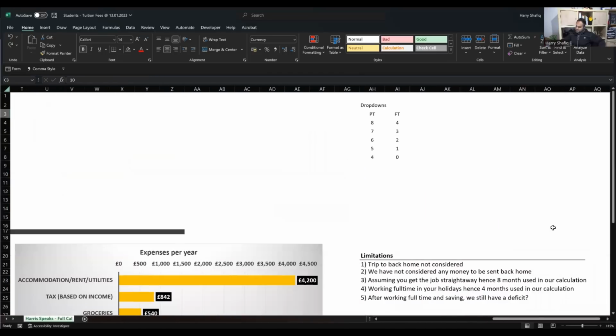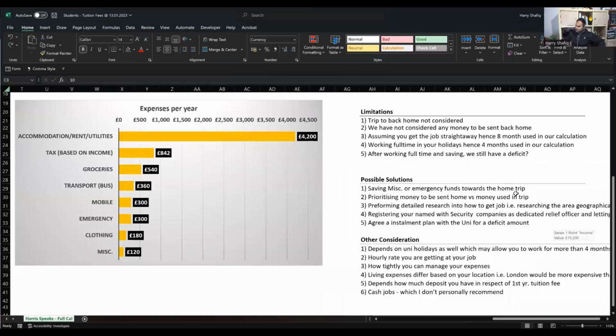So going back to our limitations again, working full time in your holidays, hence 4 months using our calculation. Let me explain again. You have 4 months of vacation, and you would be working flat out for 4 months during your holiday, and I think that will take a toll on your mental health. So that's another limitation. The final point is after working full time and saving and then working in your vacation as well, we still have a deficit. So there are limitations. I've also put together some possible solutions.